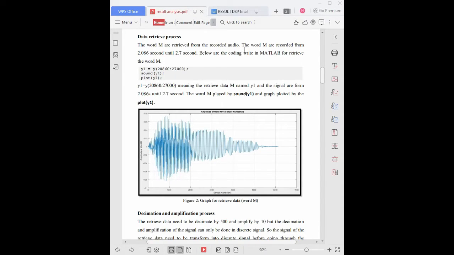So the word M is recorded from 2.086 seconds until 2.7 seconds. This is the coding. To retrieve the word M, we name the retrieved data as Y1, from 2.086 seconds until 2.7 seconds. Sign Y to play the retrieved data, and we plot the signal of the retrieved data.